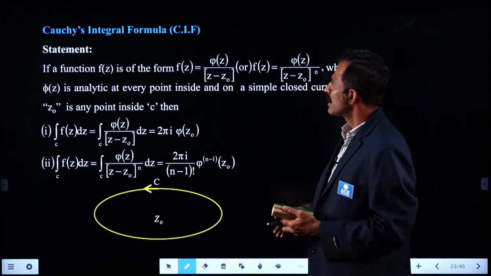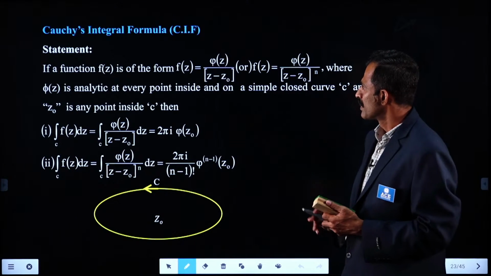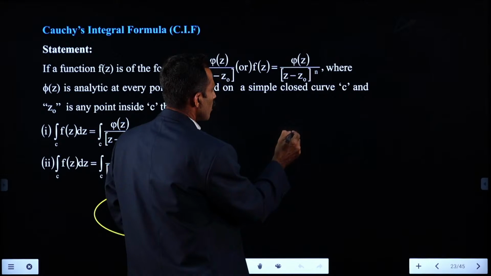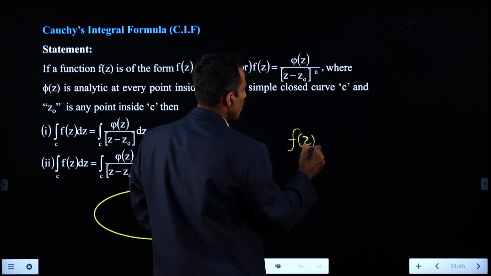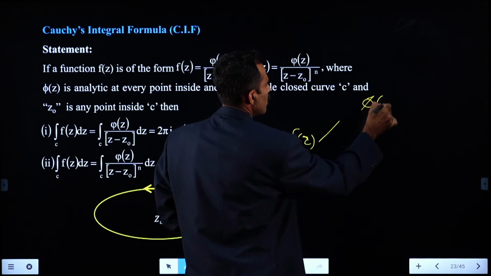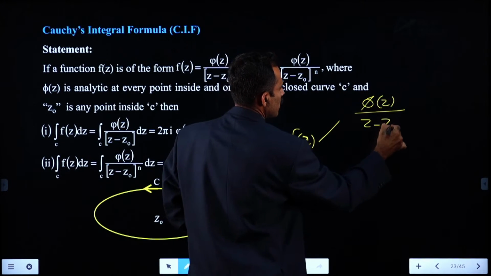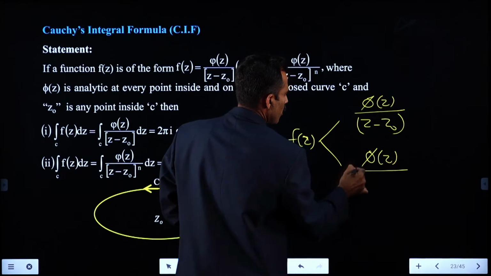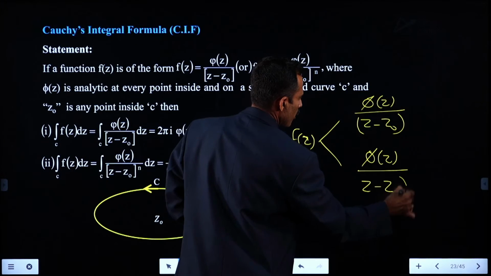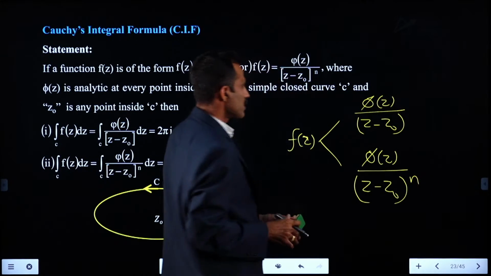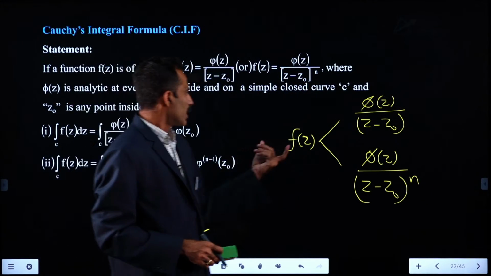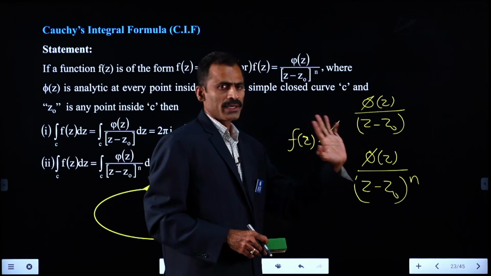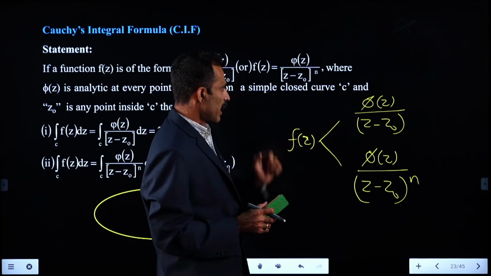Next, the second theorem is Cauchy's integral formula. According to this theorem, the function f of z should be in the form of some function divided by a single factor with power 1, or some function divided by a single factor with power n, like this. Both are of the same form. The function should be in the form of something by a single factor to some power. And there are two conditions for this.